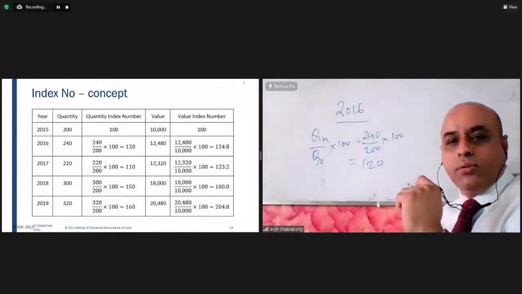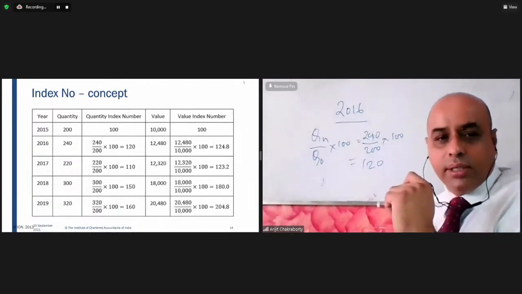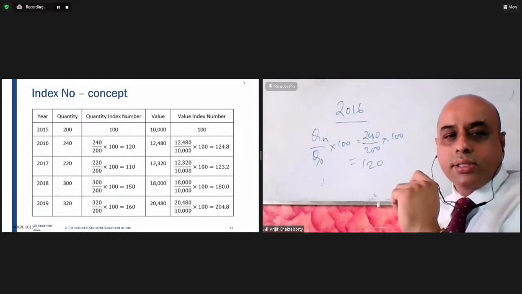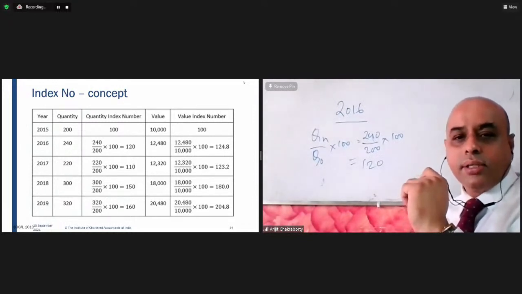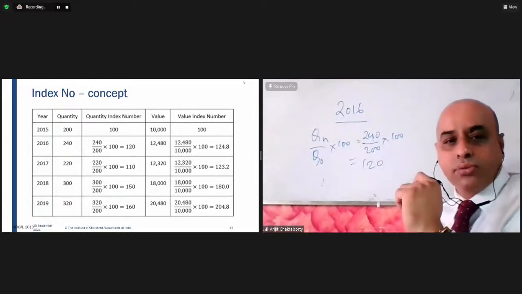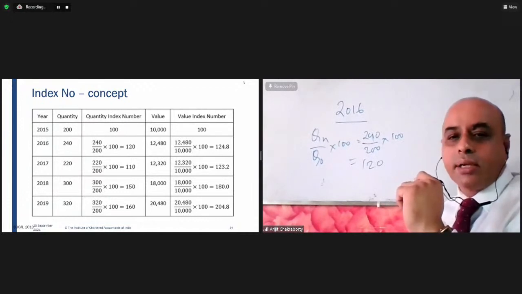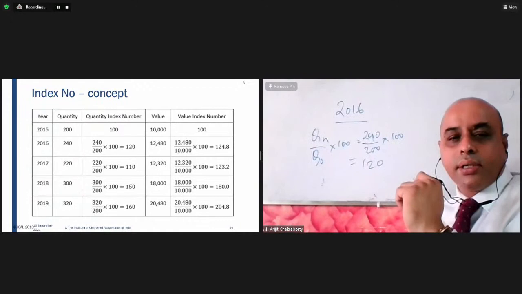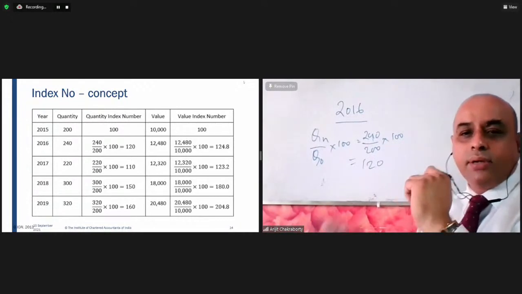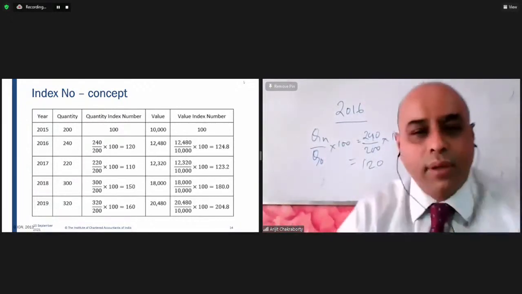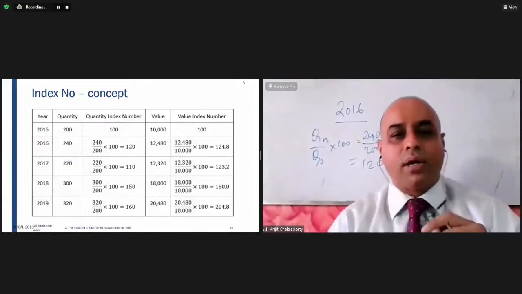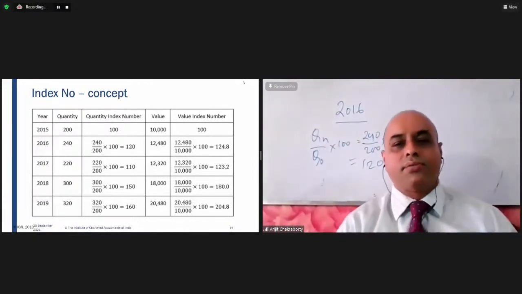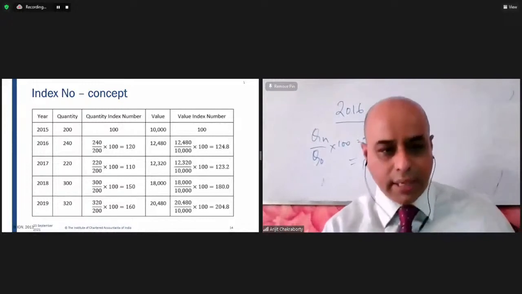If the quantity index number is 120, I can find out the value as well. Once I get the value, I can immediately calculate the value index number. Here we take the value 12,480 divided by 10,000 into 100. That gives us a value index of 124.8.